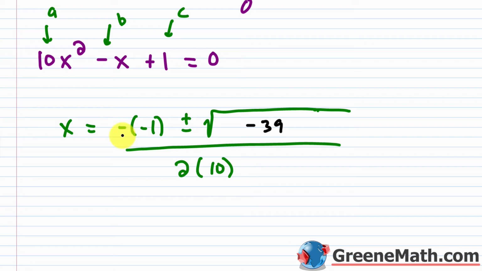So let's go through this. The negative of negative 1 is just 1. And then if I think about plus or minus the square root of negative 39, 39 is 13 times 3, so there's nothing I can really do other than to pull this negative out.